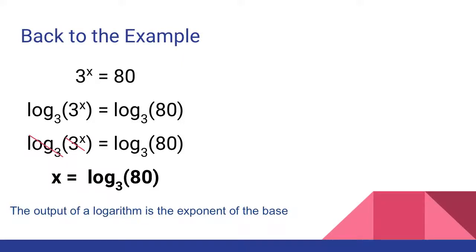So the output of a logarithm is the exponent of the base that gives you that. I'll say that one more time. The output of your logarithm, whatever I would get out from this value, it's not a numeric value yet, but it is the answer. Whatever I get out from that is the exponent of this base that gives you 80. So 3 to the log base 3 of 80 would cancel out, and you'd just get that 80 there. So that's the answer. That's what it looks like.